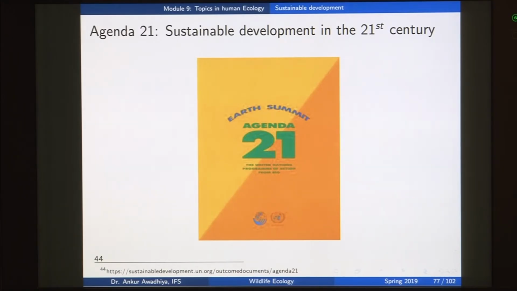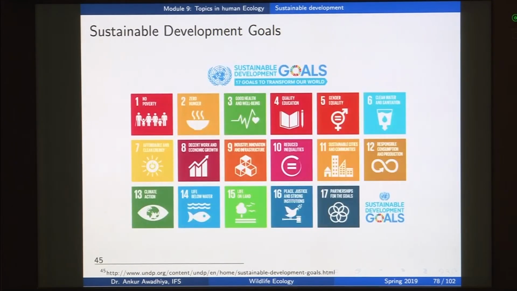Because if we say that okay, we are making more and more roads, we are making more and more factories, and we are emitting more and more carbon dioxide into the atmosphere, and we will be happy, that argument does not stand good anymore. So, after these we have been having a number of COP summits, and we have come up with sustainable development goals.